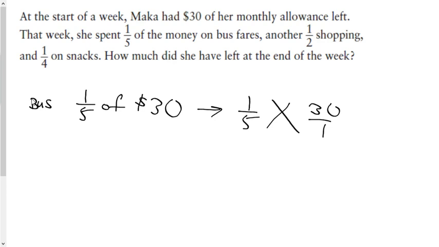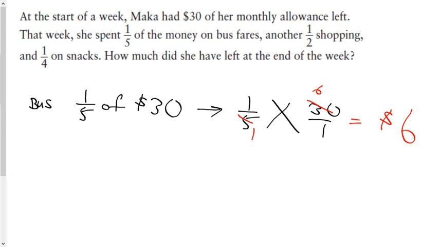Multiplication of two fractions is best accomplished when reducing a fraction to lowest terms by cross-reducing. If you did that, how much money did she spend on bus fares? She spent $6. If you didn't, you got 30 over 5, which is still going to give you 6, but it's a beautiful way to do it if you did that. So she spent $6 on bus fares.